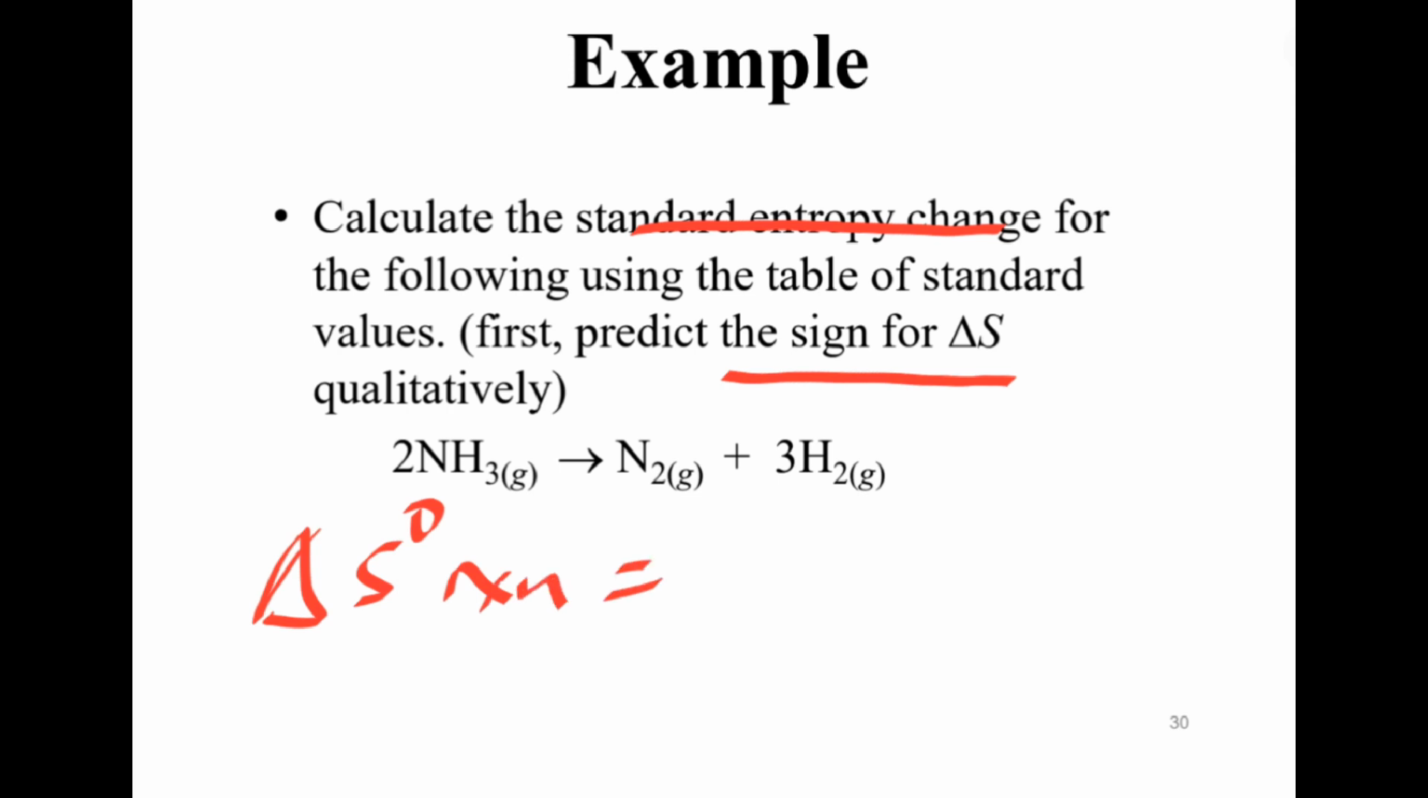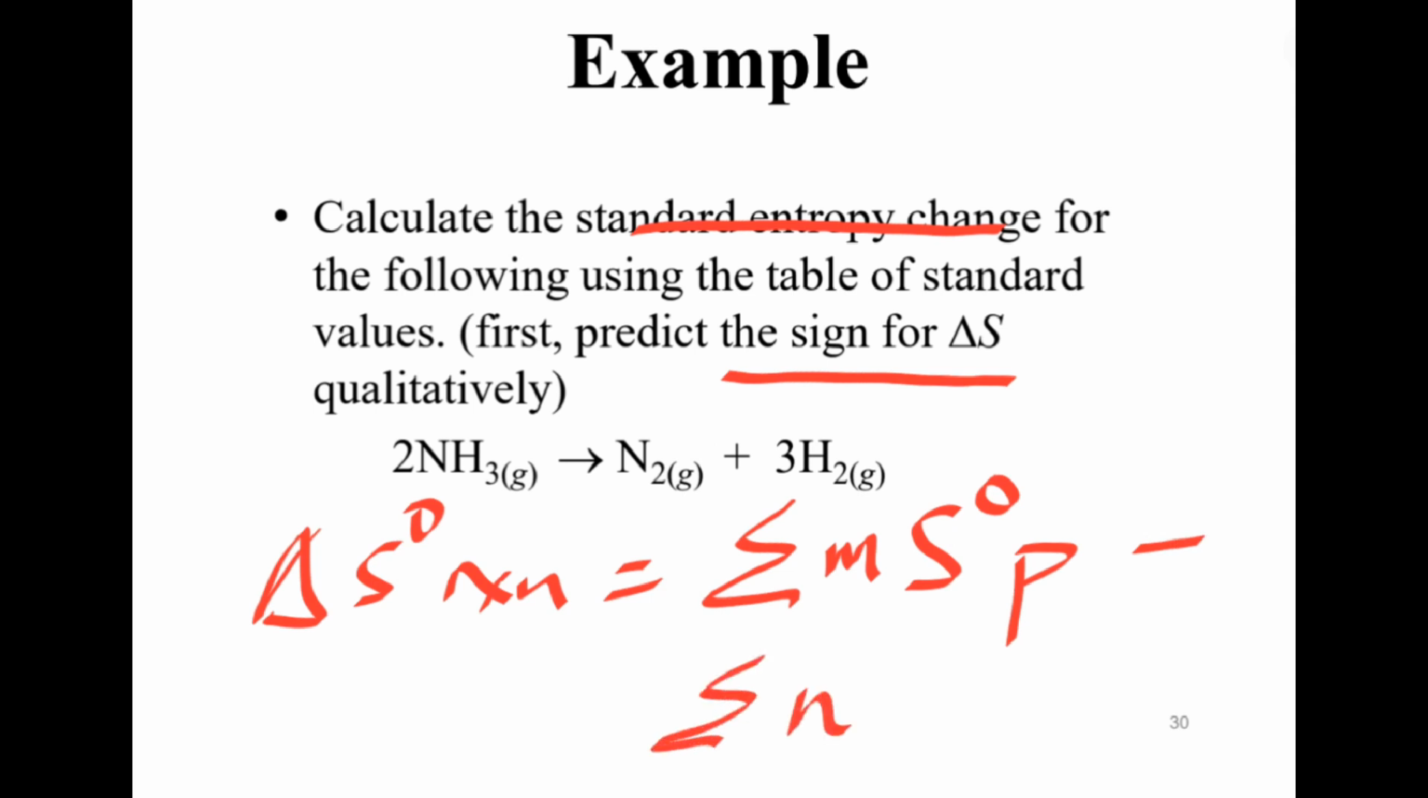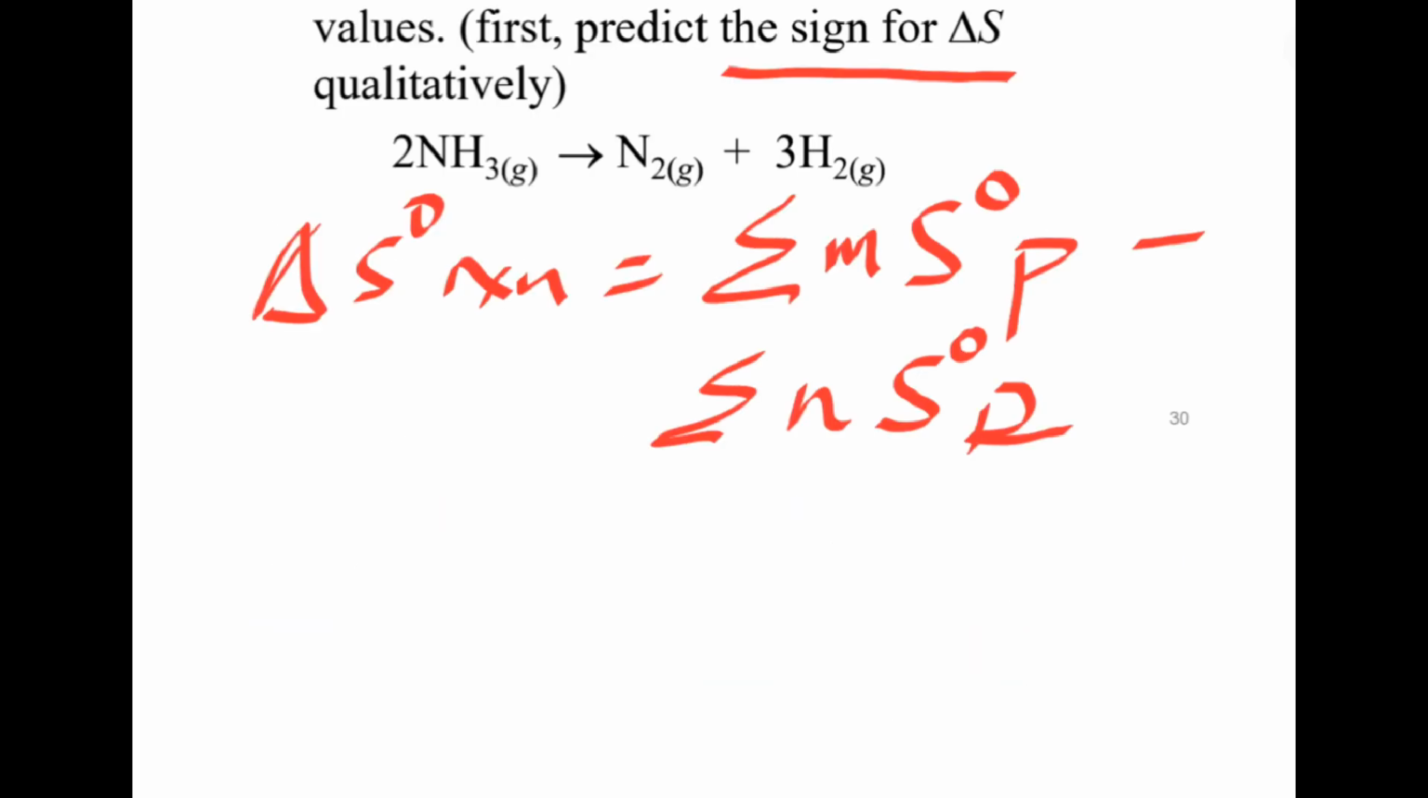All right, so let us calculate the entropy of the reaction. As we said before, the entropy of the reaction is the sum of the number of moles times the entropy of the products, minus the summation of the number of moles times the entropy of the reactants. These standard values will be provided to you, but what's important is you have to remember how to calculate the standard entropy of a reaction.